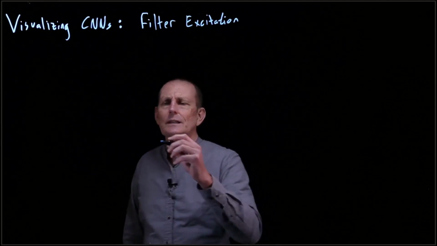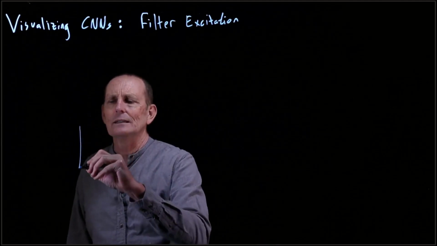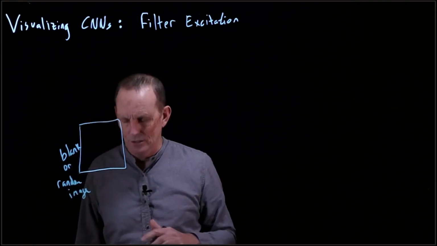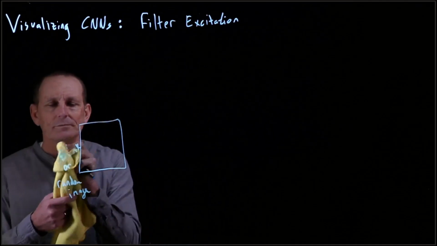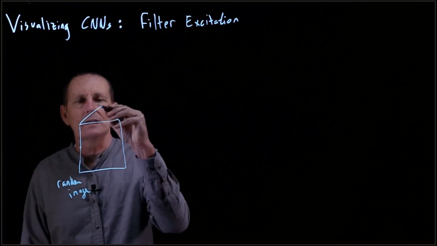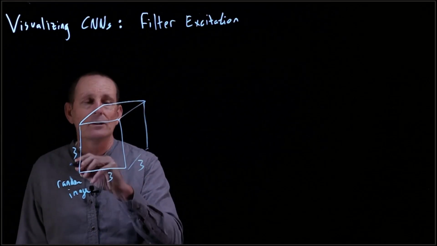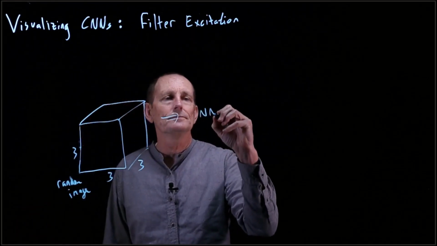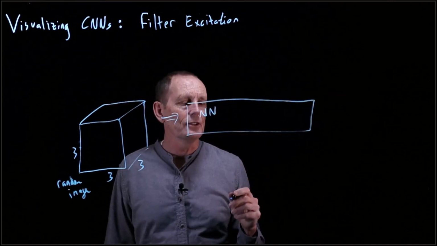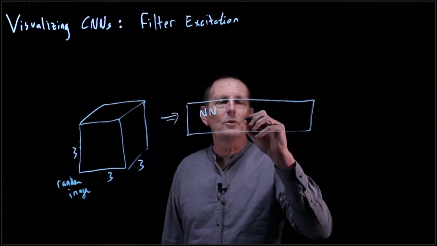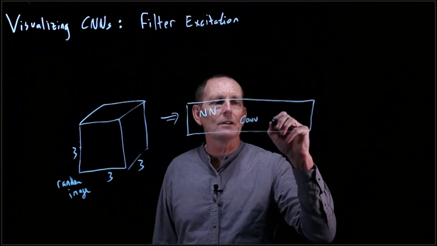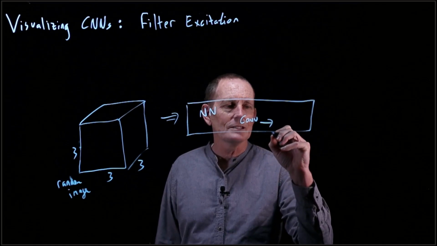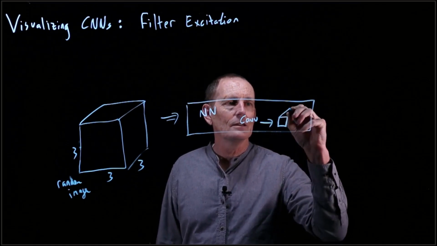Well, what we could do is we could take a random image. So take a 3x3 random image, and we could feed it into our neural network. And in this neural network, at any particular point, we might have, let's say, a convolution coming out of here, going in to the next layer. Well, this actually generates a tensor.